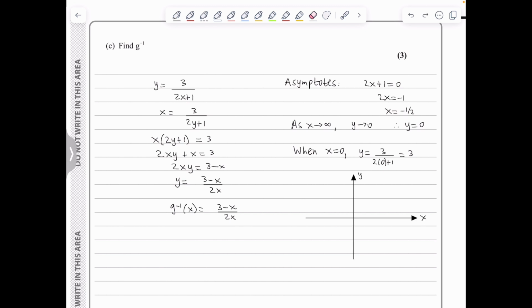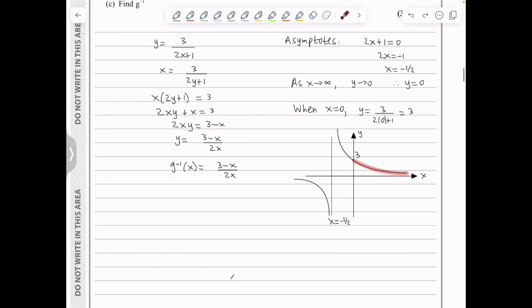So we've got the axes here, we've got the asymptote x is minus a half, and it's a reciprocal curve cutting the y-axis at 3. So this is what it looks like. We still have the restriction, however, that x must be greater than or equal to 0. So if x is greater than or equal to 0, then we're looking at this part only, what I have highlighted here in red, and we can see based on this that the range of g of x will be between 0 and 3, so 0 less than y less than or equal to 3.